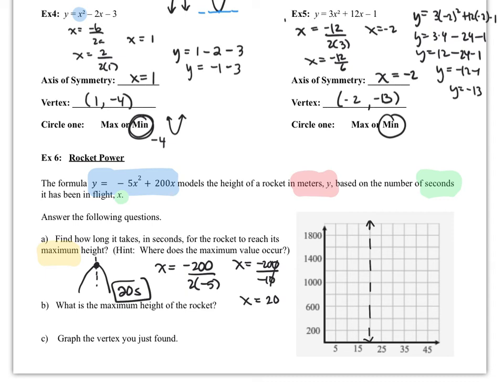Now, I haven't actually found the maximum height of the rocket yet. Remember, this axis is representing time in seconds. And so I found how long into the flight it would take for it to reach its maximum.